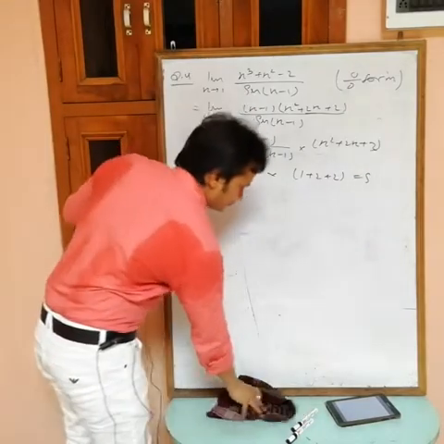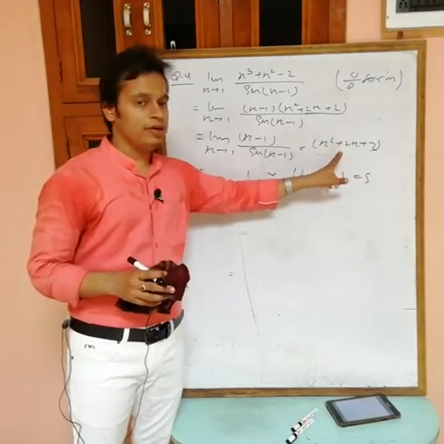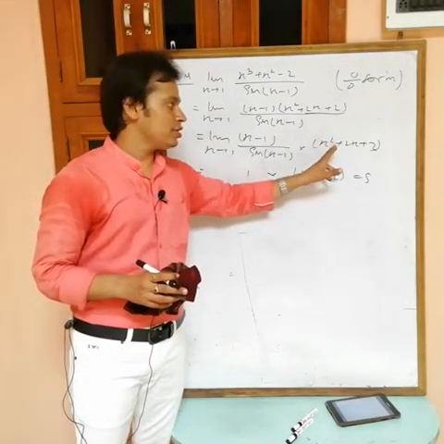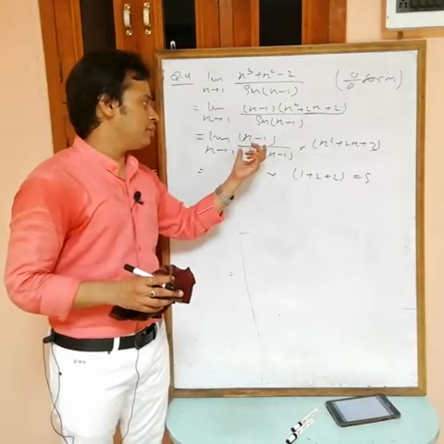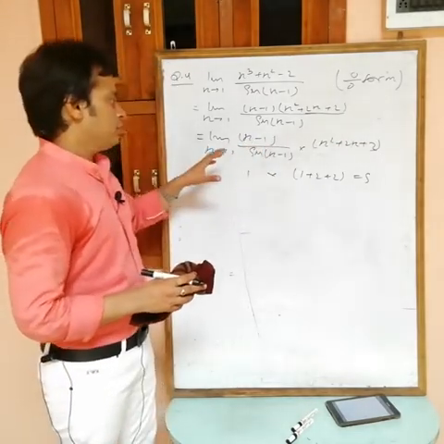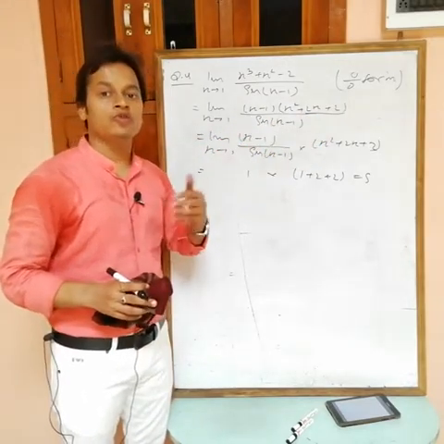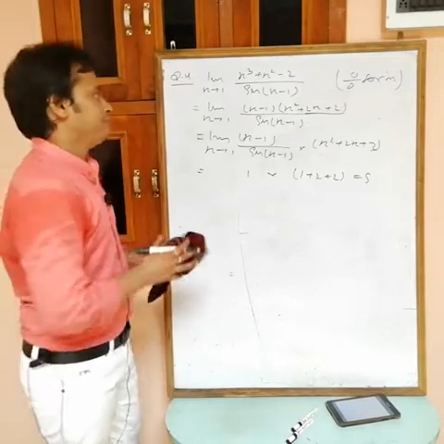Okay, write down. Remember, if this is an indeterminate form, then you can't write this limit separately. We can separate both if from both we are getting a finite limit. Okay.